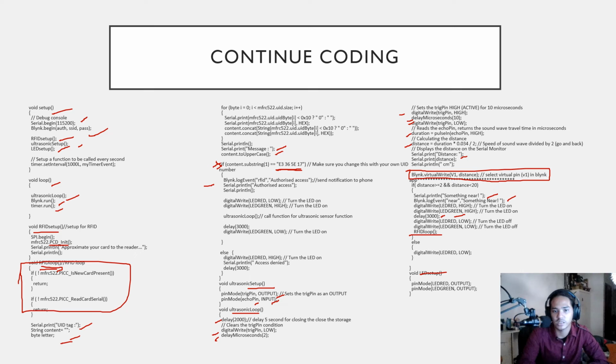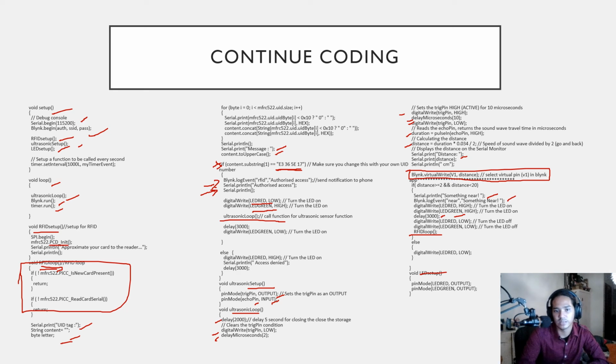If this card can access, it will send the notification to my phone. It will print out in the serial monitor that it says authorized access, and it will send authorized access to my phone as well. Then the red LED will be low and the green LED will be high. This is also called the alternate loop, where I need to cover back the distance, then delay.